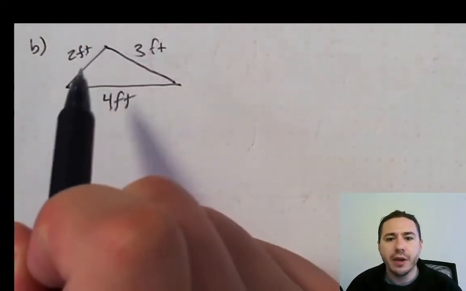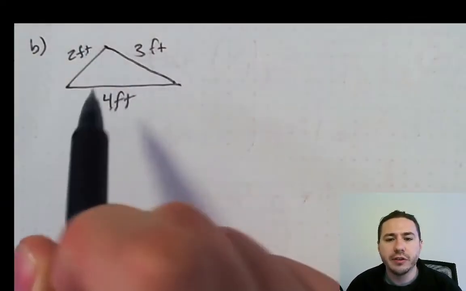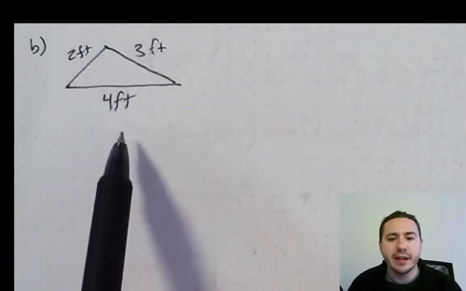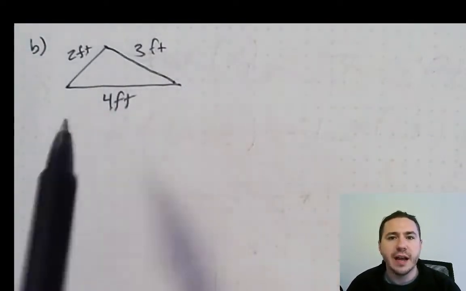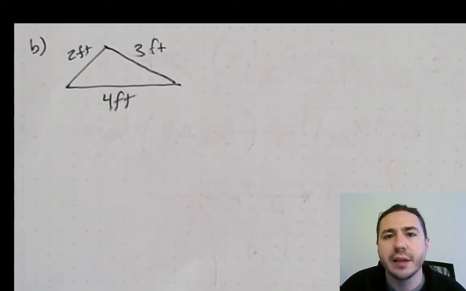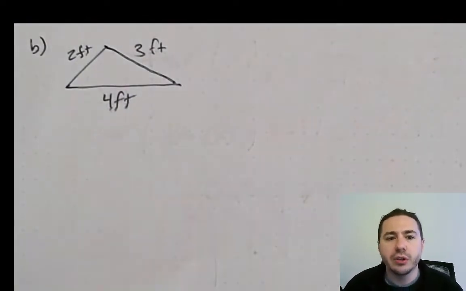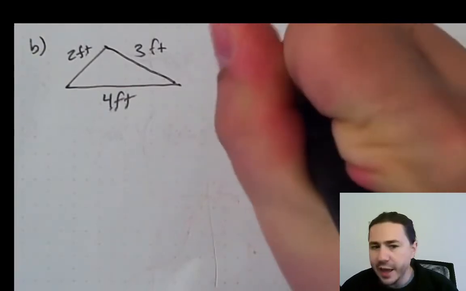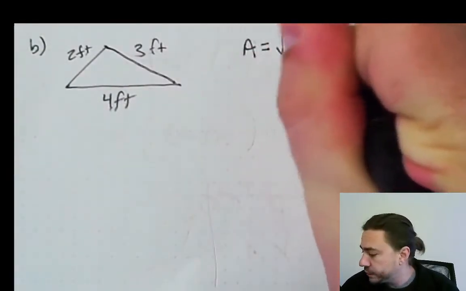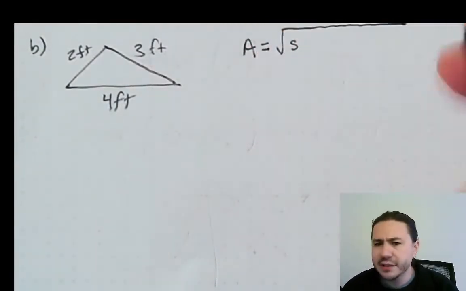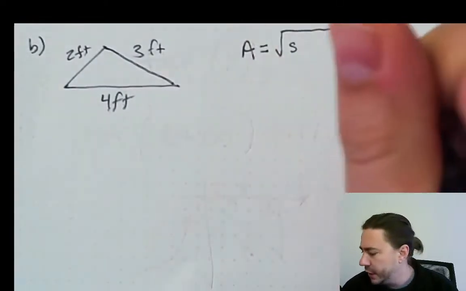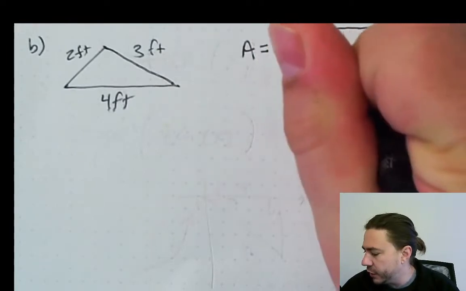So here's B. We've got a triangle where we know the 3 sides. No angle measures like in the last problem. So when we have this scenario where we know all 3 sides and we want to find the area of it, we are going to use Heron's formula, which, let me remind you what it is. It's A equals the square root of S. Now S is half the perimeter. So we'll have to compute that in a little bit, but you'll see that's not terribly hard.